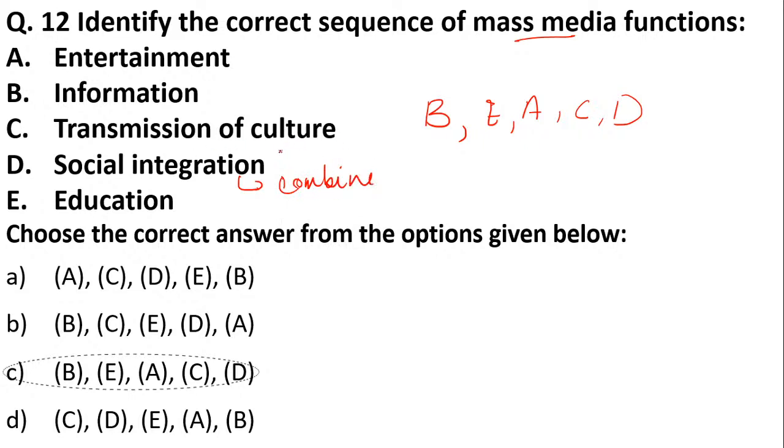Transmission of culture. What is transmission of culture? For instance, in Western countries, people eat with a spoon. So nowadays, many Indians have also started eating with a spoon, although the culture of India is eating with hands. Through mass media, by looking at movies and videos, we have also started to take their culture, and they might have also started to take some part of our culture. So that is transmission of culture. And social integration means as a society we are coming together. That is also a function of mass communication.